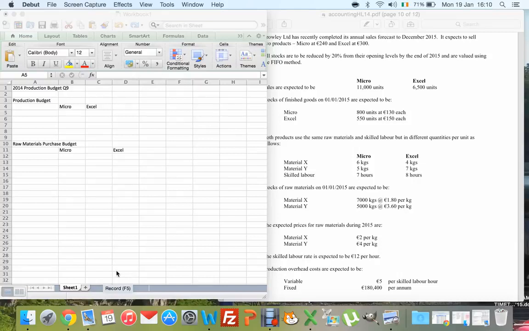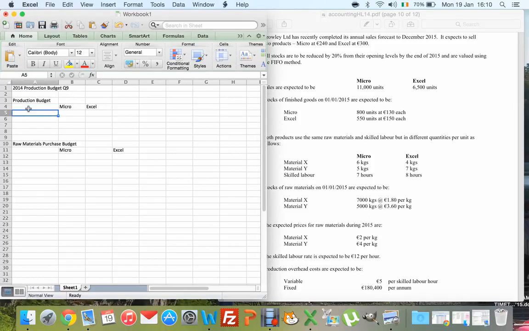Okay, this is the production budget question from the 2014 paper. So I have to prepare a production budget, raw materials purchase budget, and a production cost or manufacturing budget. So the production budget should start with the amount I want to sell.